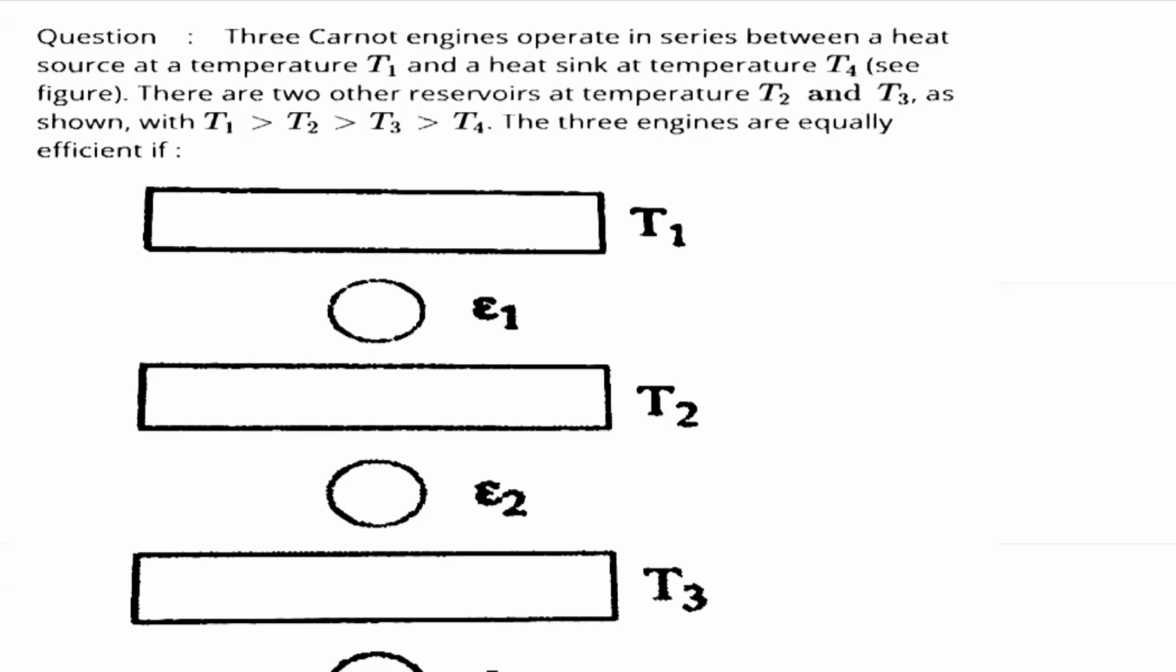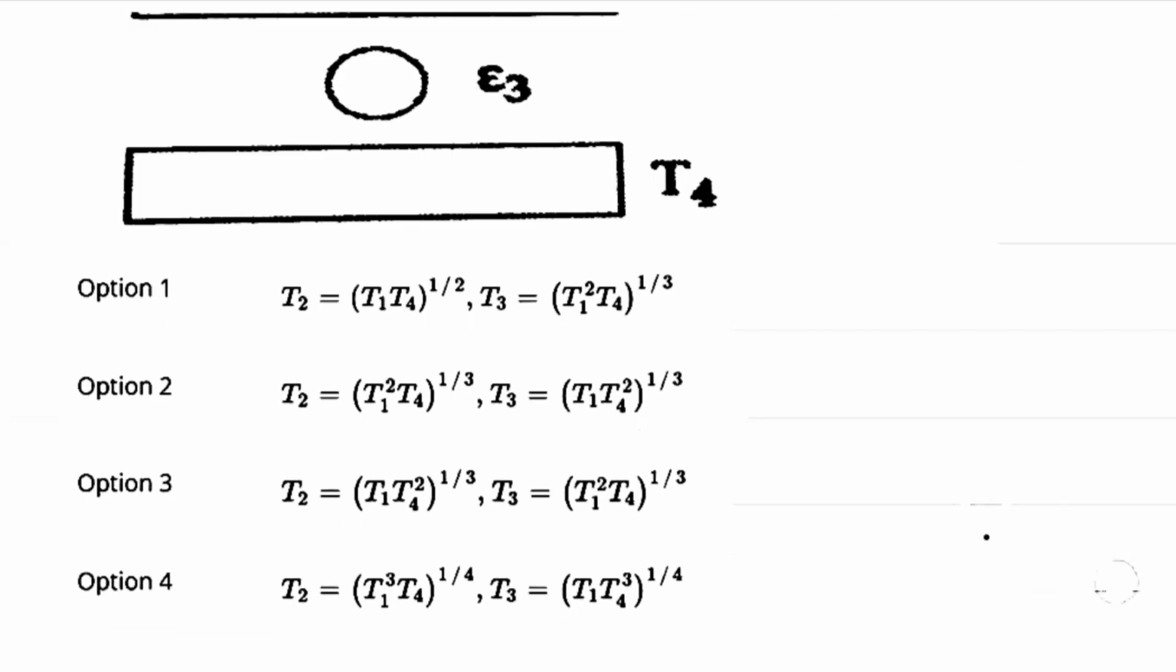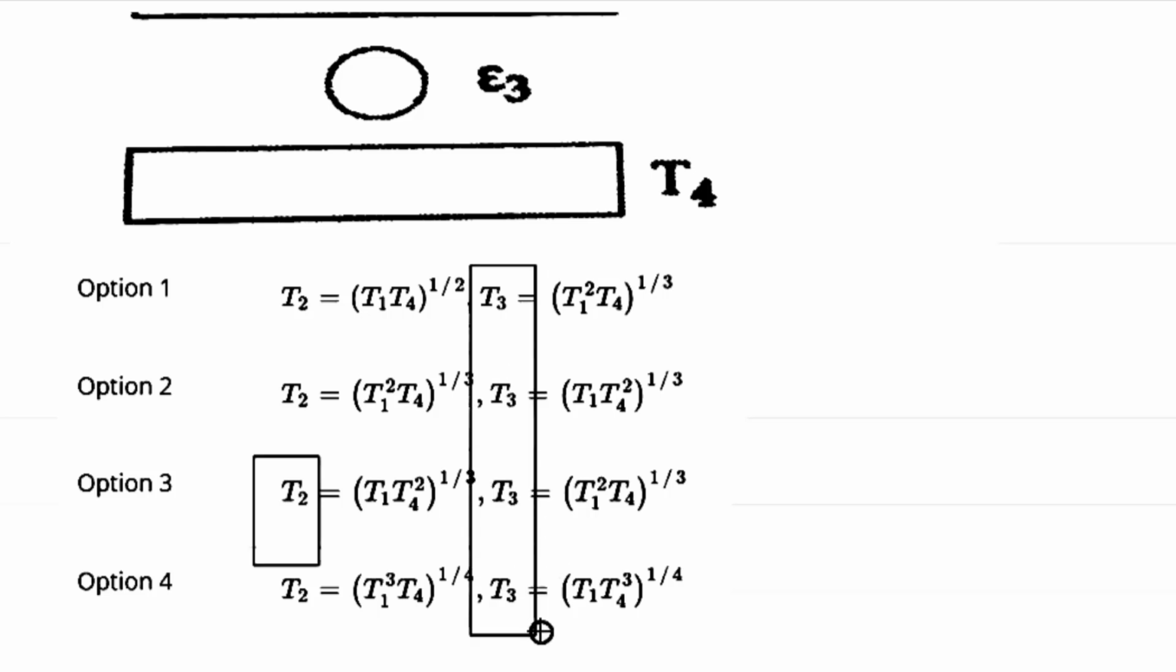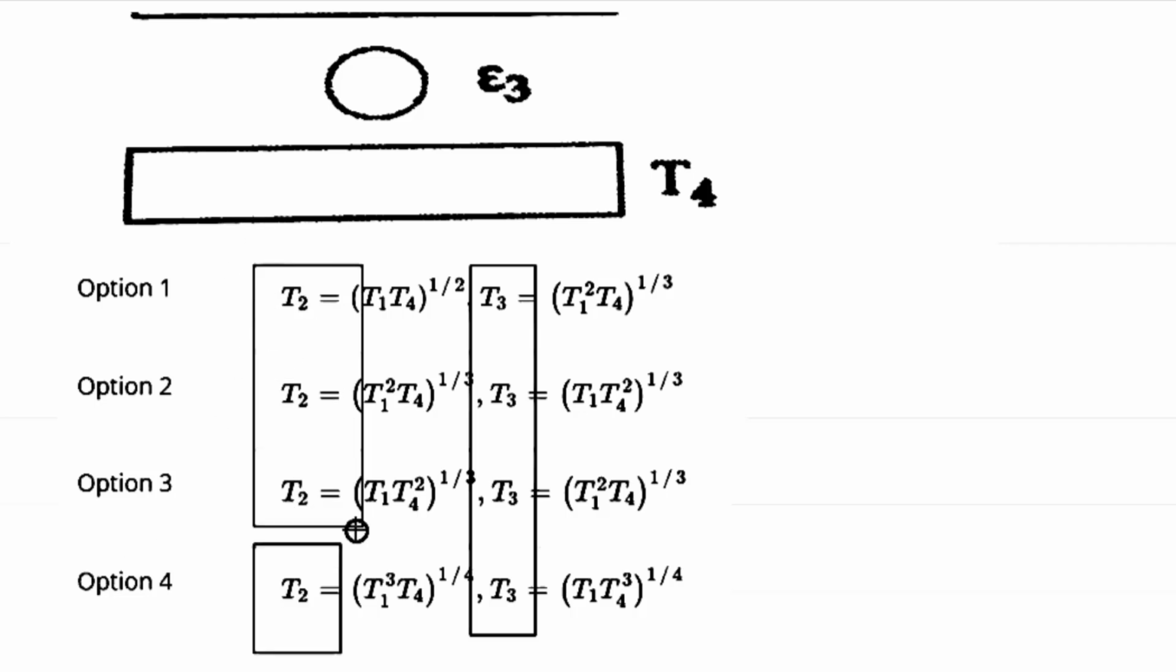So if you see here, basically you have to find out T2 and T3. This is T2 and here this is T3. So you have to find that out. You have to calculate T2 and T3 in terms of T1 and T4, right?